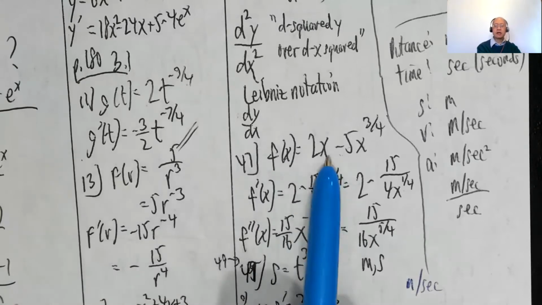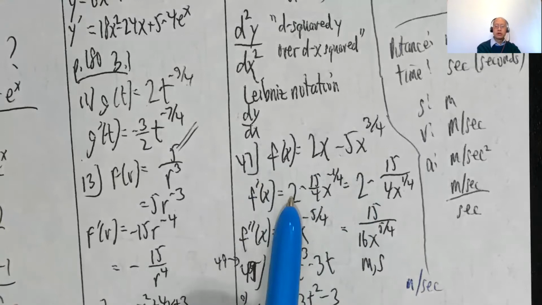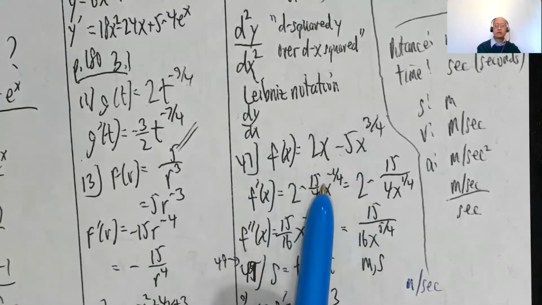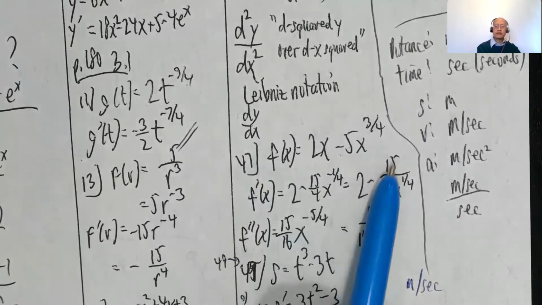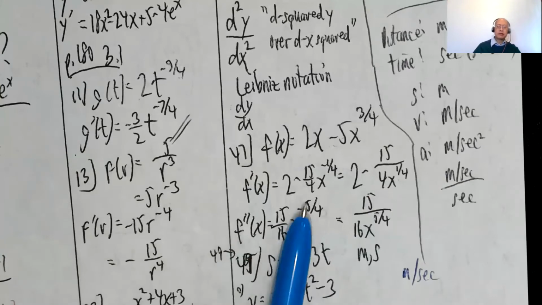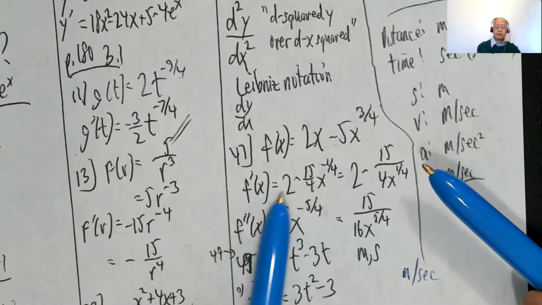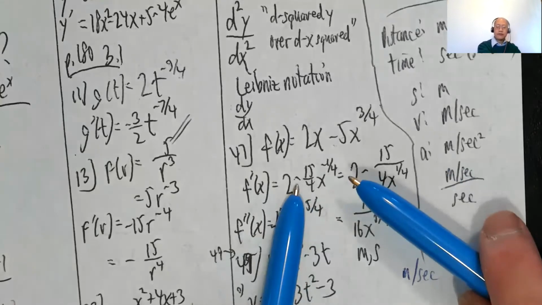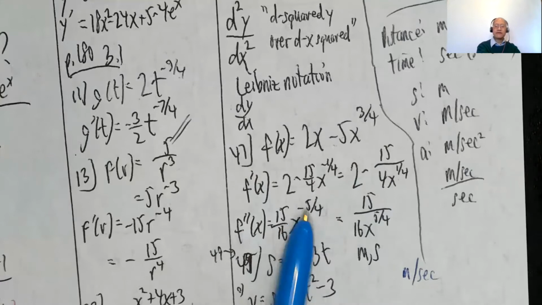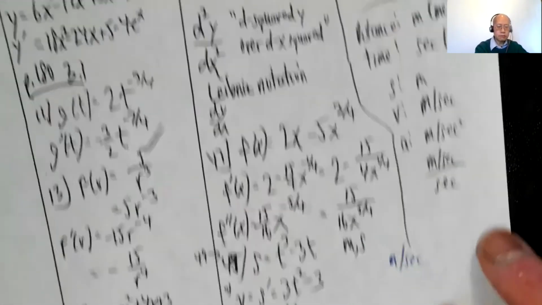f of x is 2x minus 5x to the 3/4. So f prime, the first derivative, is 2 minus 5 times 3/4, 15/4, x to the negative 1/4, which is 2 minus 15 over 4, x to the 1/4. Double prime, differentiate this. Differentiate means take a derivative. Okay, derivative of 2 is 0. And negative 15 over 4 times negative 1/4 is 15/16, x to the negative 5/4. So the final answer is 15 over 16, x to the 5/4.